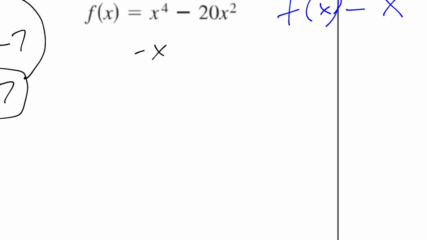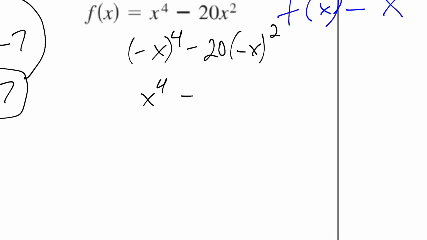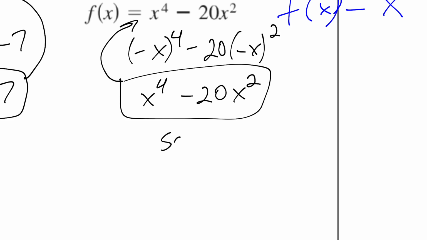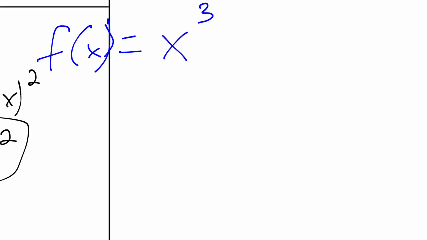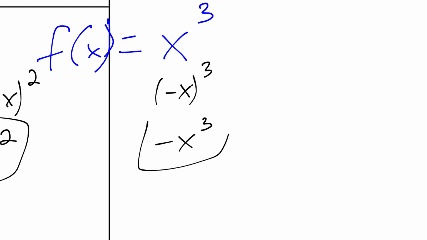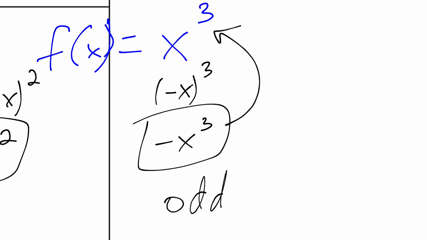Let's try it again here. -x to the 4th minus 20 times -x squared. So all of the negatives are canceled out because I have even exponents. And is this the same as my original function? Yes, they're the same. And that means it's an even function. The last one here is x cubed. If I plug in a -x and cube it, this gives me -x cubed. Is this the exact opposite of my original function? The answer is yes, odd, because it's the opposite of the original.